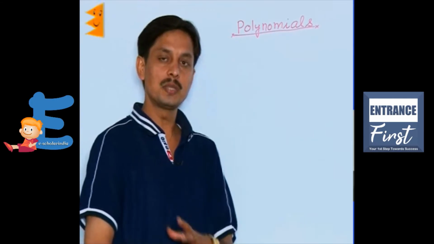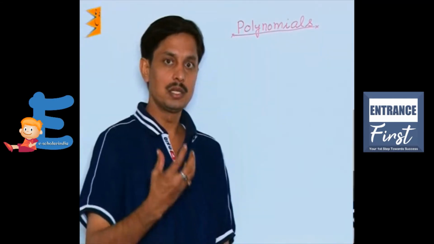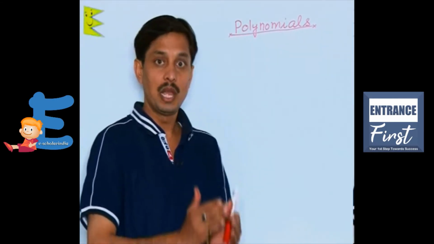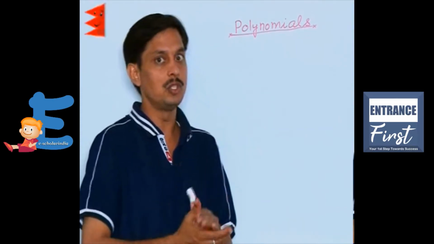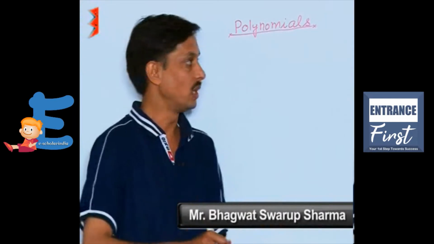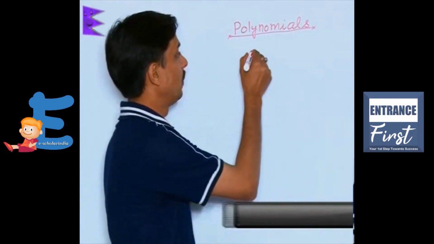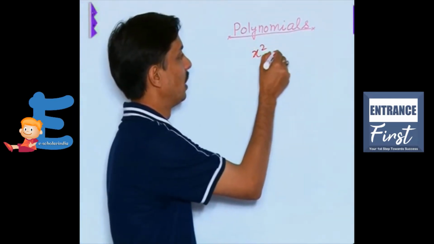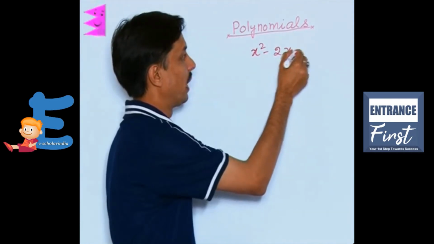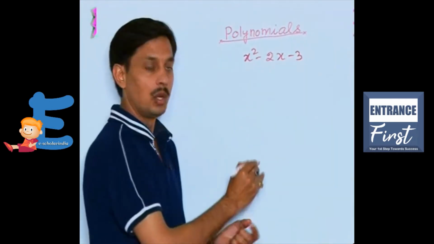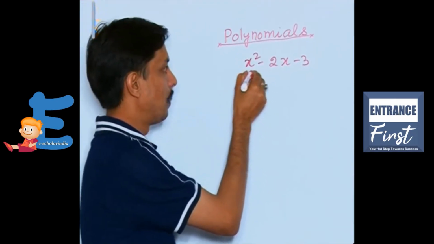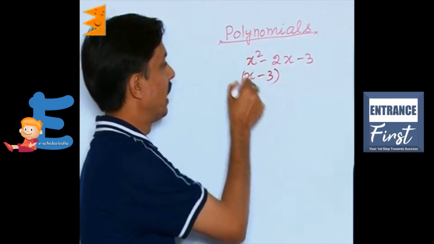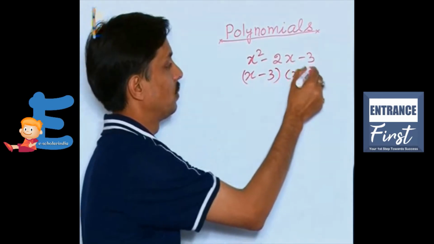Now I want to discuss with you how to obtain the zeros of a quadratic polynomial and how to obtain any quadratic polynomial if its zeros are given. Two things. First, suppose there is a quadratic polynomial x square minus 2x minus 3. To obtain its zeros, I can say it is the product of x minus 3 and x plus 1.